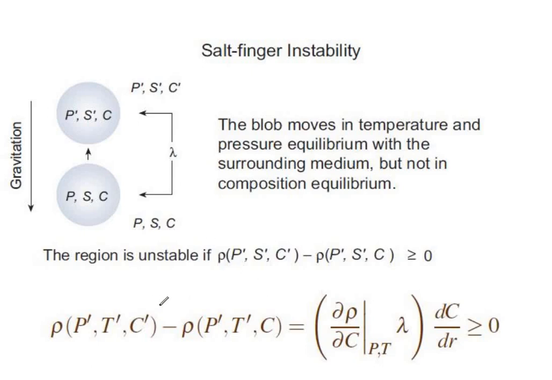So the condition for convective instability in this case will become just like this. The density inside is lower than the density outside. So this is the outside density and this is the inside density. And again, if we do the Taylor series expansion, then our condition becomes like this over here.